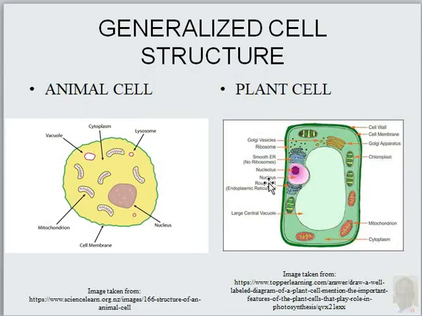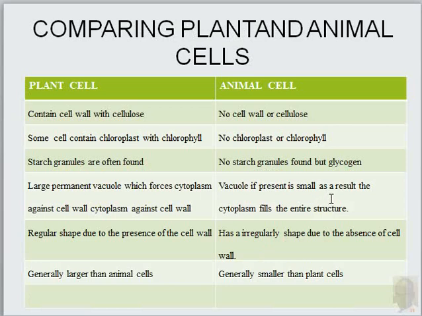So if we go back to our picture up here, you can see this very large vacuole, this big white space in the middle. That's a large central vacuole. If you look in the animal cell, you see one here, but it is very small compared to that of the plant cell. So the vacuole, if present, is small, right? This is because the cytoplasm fills the entire structure of the animal cell, so you really have very little space for the vacuole.